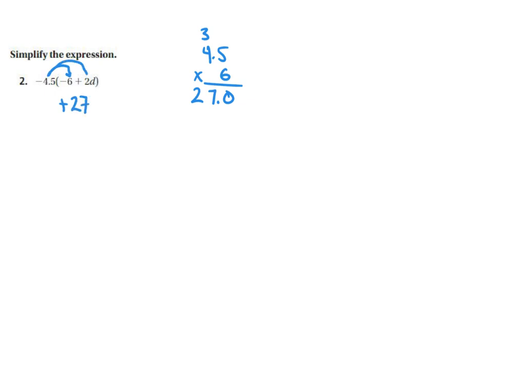And then we'll distribute the negative 4.5 times positive 2d. A negative times a positive is a negative. So we'll do 4.5 times 2. 2 times 5 is 10. 2 times 4 is 8. And one more is 9. So we take away 9, and it was times 2d. So 27 minus 2d.